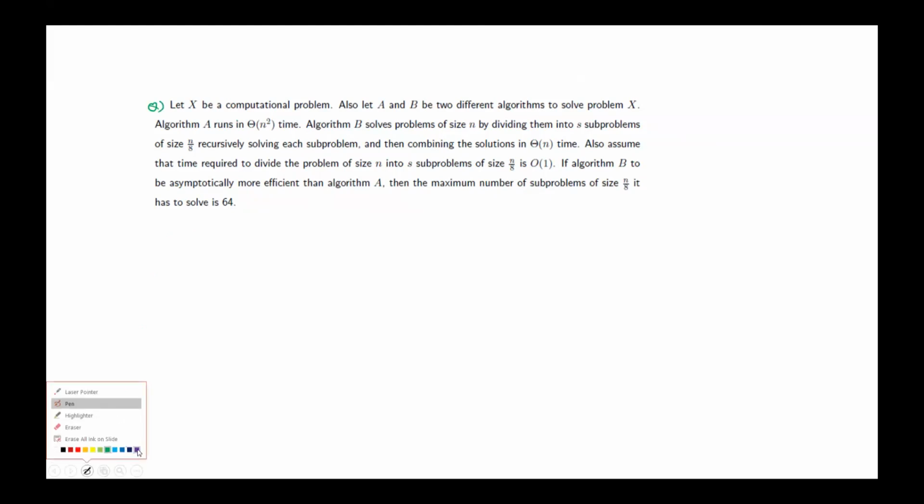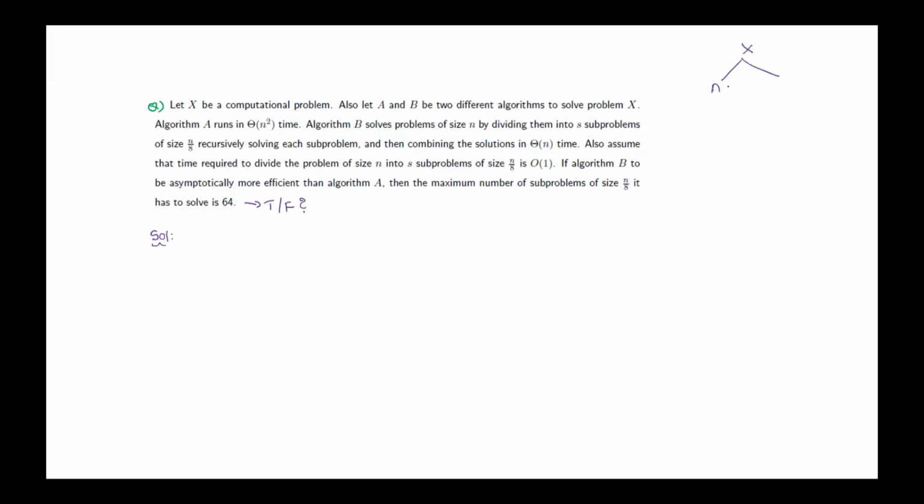The answer is already given here. That means true or false? That's what I said. Is it true or false? Ditto, similar to the previous problem.